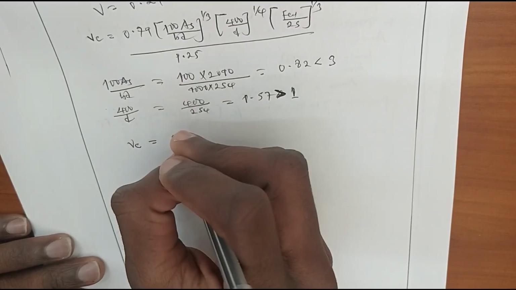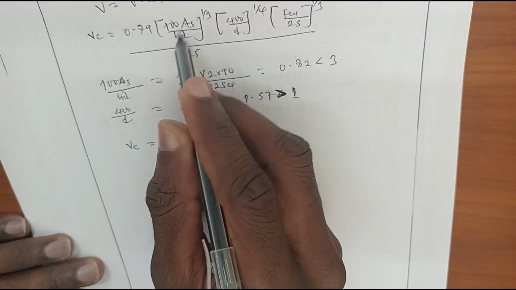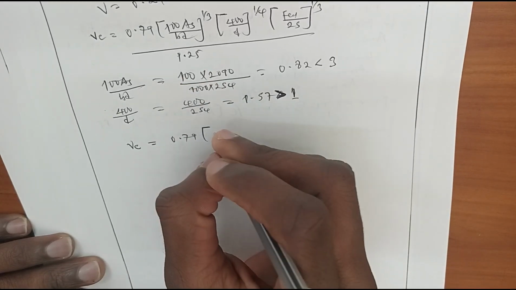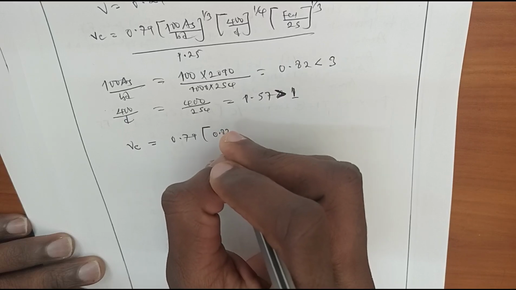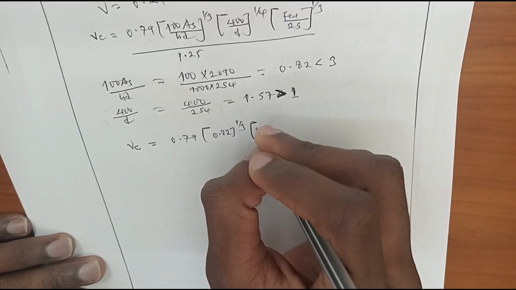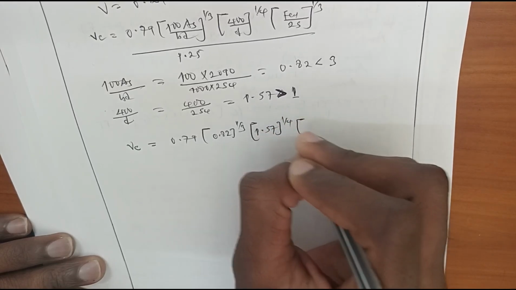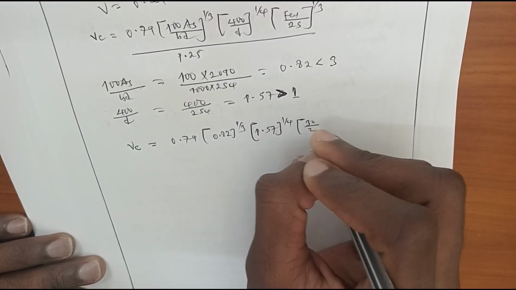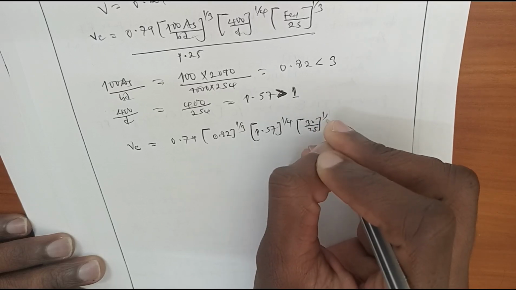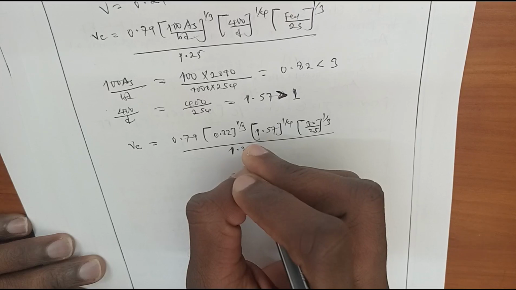Now let's substitute so as to obtain the concrete shear stress. So it will be equal to 0.79 times this value, which is 0.82 per 1/3 times 1.57 per 1/4 times FCU. FCU was 30 over 25 per 1/3, divided by 1.25.